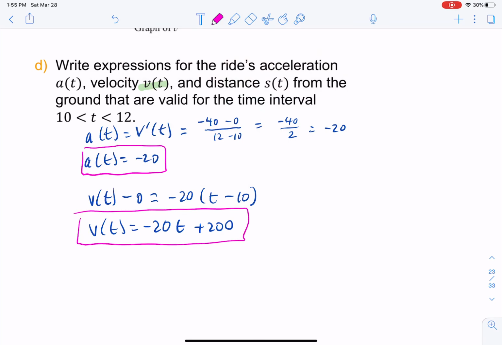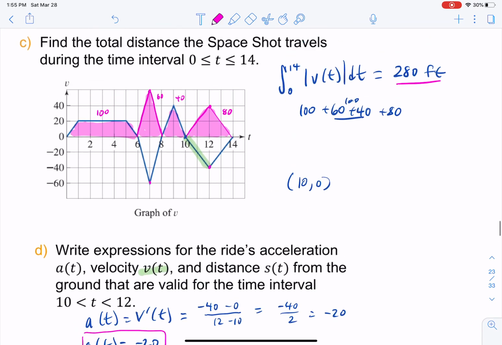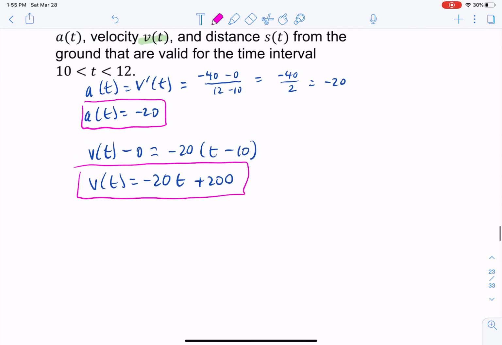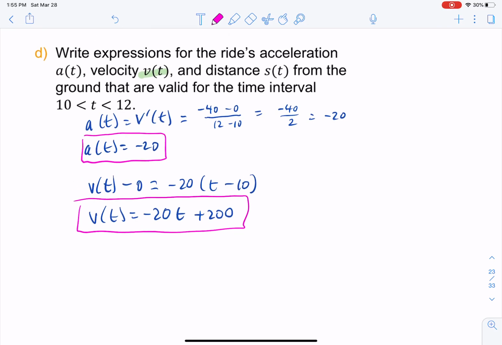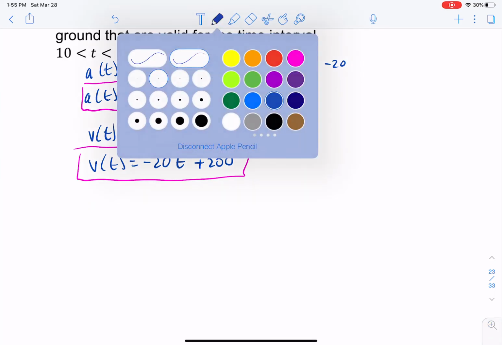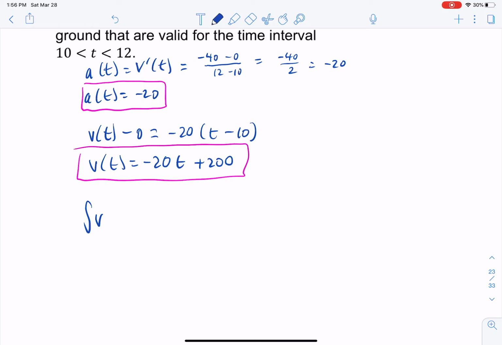Right, and this might make sense. We'd have a negative 20 slope, and if we continued this line, it would hit someplace up there at 200. Okay, we're part of the way there, almost done. Now we just need to find the position function. To get the position function, I'm going to take the integral of the velocity function, the antiderivative of v of t dt, which should be equal to s of t.